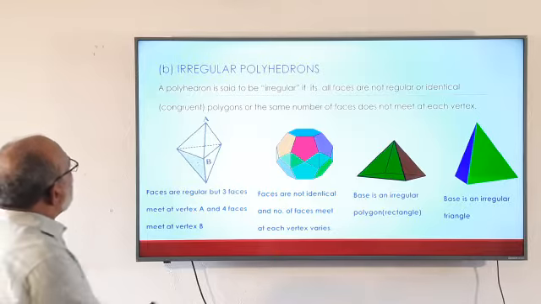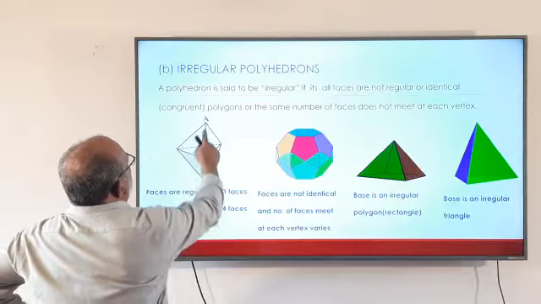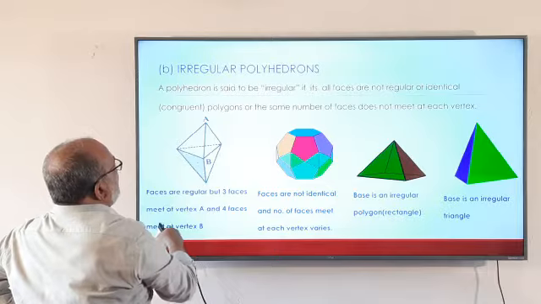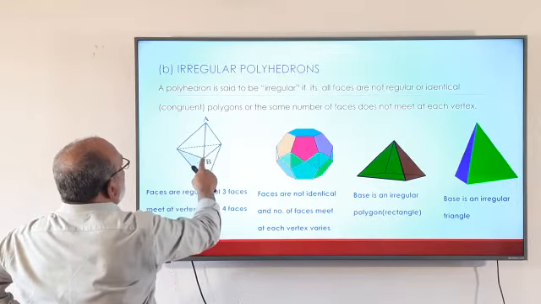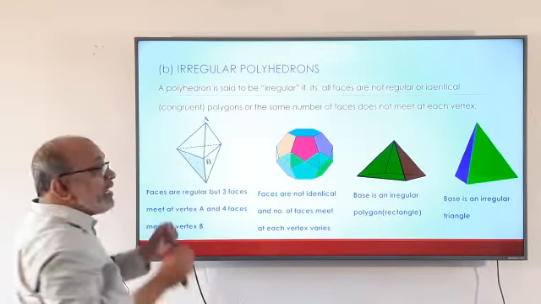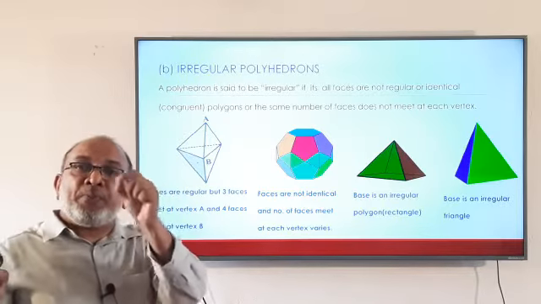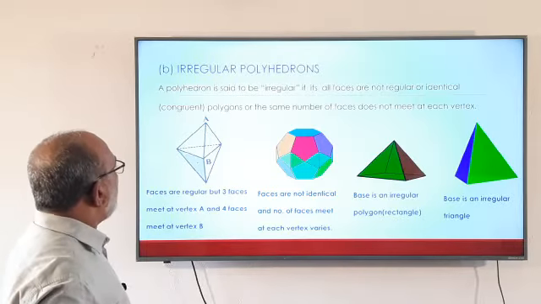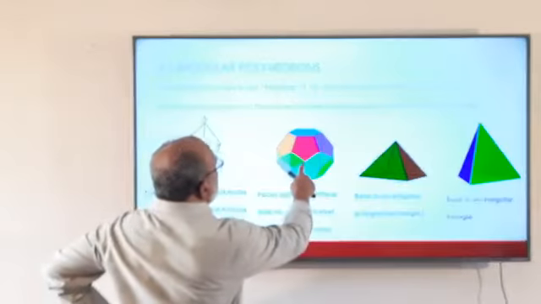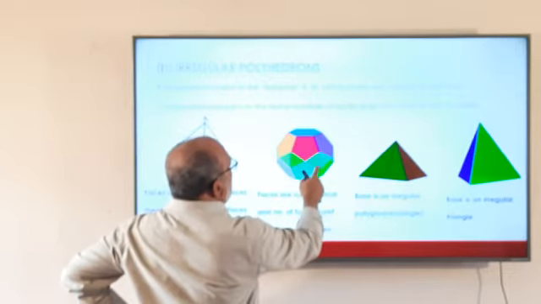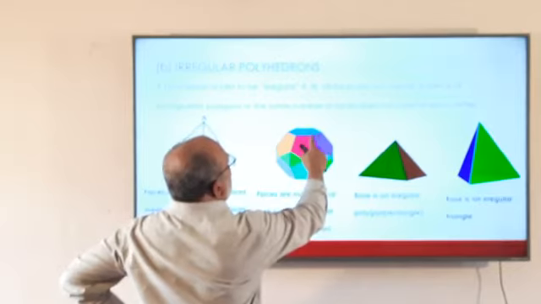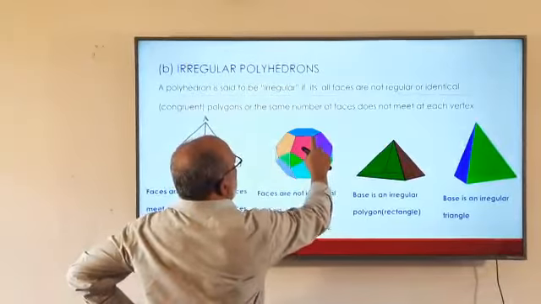Now you see here at the point A, how many edges meet? 1, 2, 3. 3 edges meet at the point A. In the case of B, how many edges meet? You see 1, 2, 3, 4. So the number of edges that meet at different points is different. For this reason, it is irregular. And here you see, at this point, how many edges meet? 1, 2, 3, 4. 4 edges meet here. Here you see how many meet? 1, 2, 3. 3 edges.